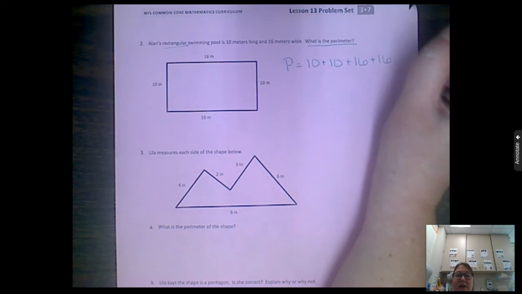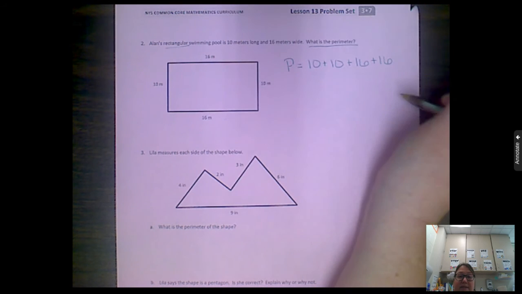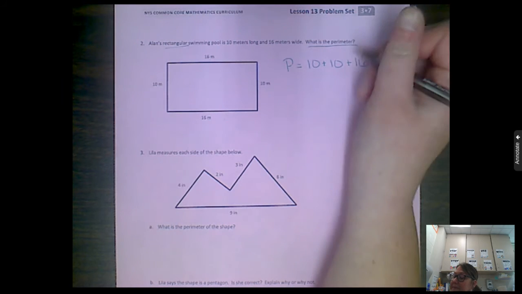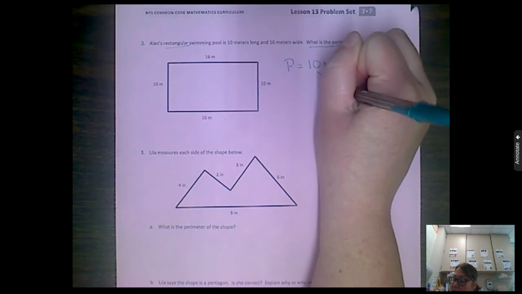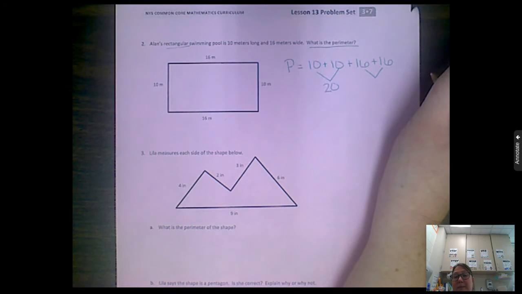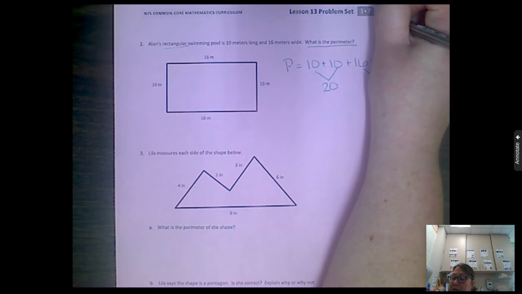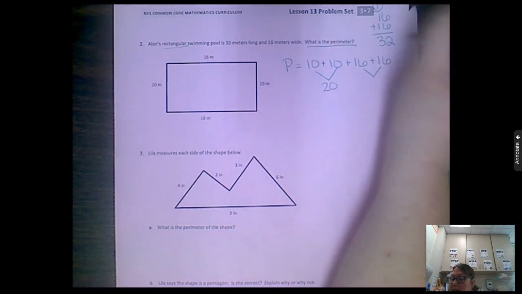And again, it doesn't matter if you already did this and you're checking your work and you did 10 plus 16 plus 10 plus 16, that's totally fine too, right? So if I look at this, I know that 10 plus 10 is 20, 16 plus 16. You can do that mentally. That is good practice. Or maybe even do it mentally and then maybe you want to write it to check it. But if you're going to write it to check, I can do 16 plus 16. 6 plus 6 is 12. 2 carry the 1. And then 1, 2, 3. So that equals 32.